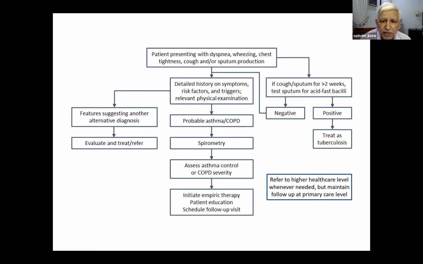Similarly, on the right-hand side, you can see the third arm of the algorithm. If sputum is present for more than 2 weeks, then as per the national tuberculosis guidelines, especially in this country, it should be examined for acid-fast bacilli, because tuberculosis should always be suspected in a new patient coming with a cough of short duration. But otherwise, the straight middle flow of the algorithm should be followed for the diagnosis for most of these patients. Next, please.